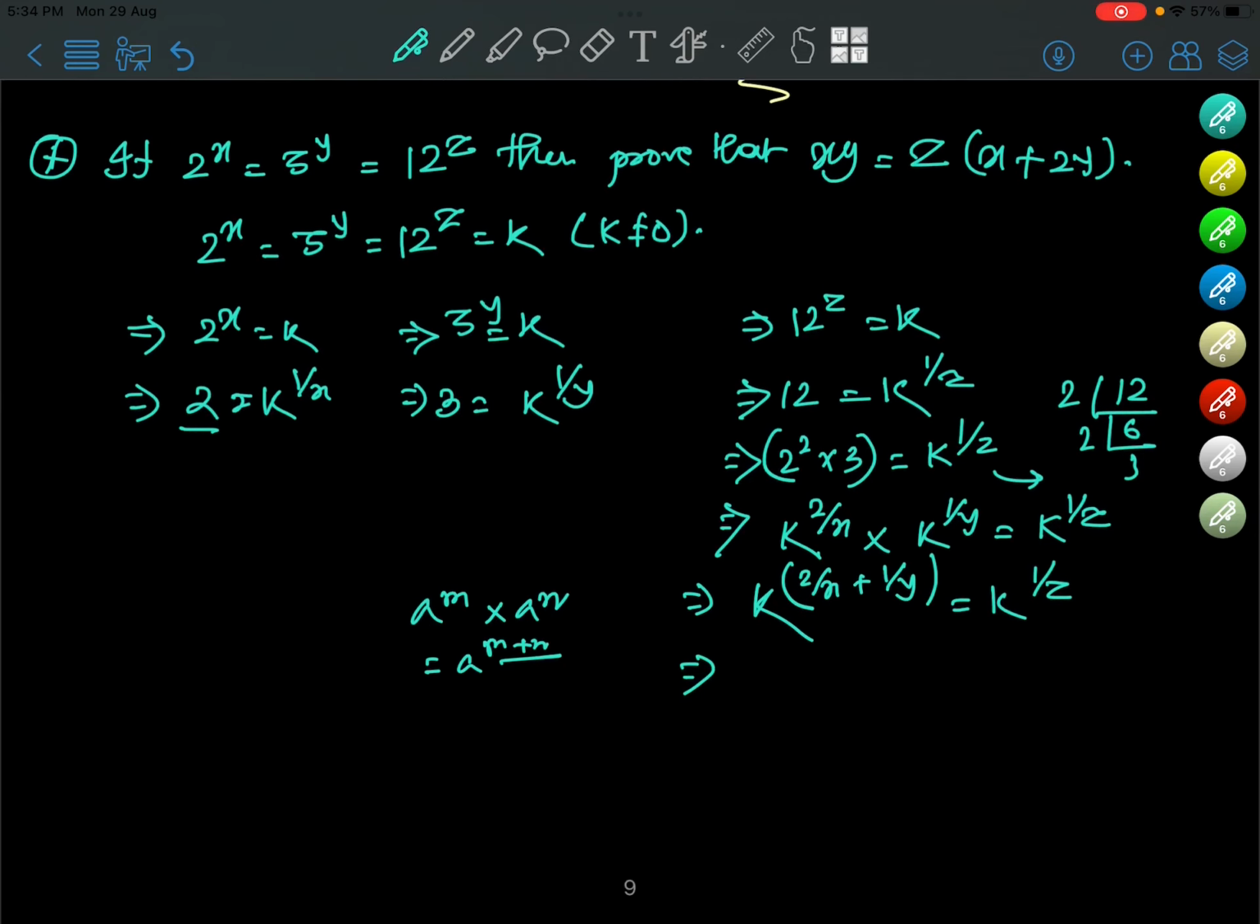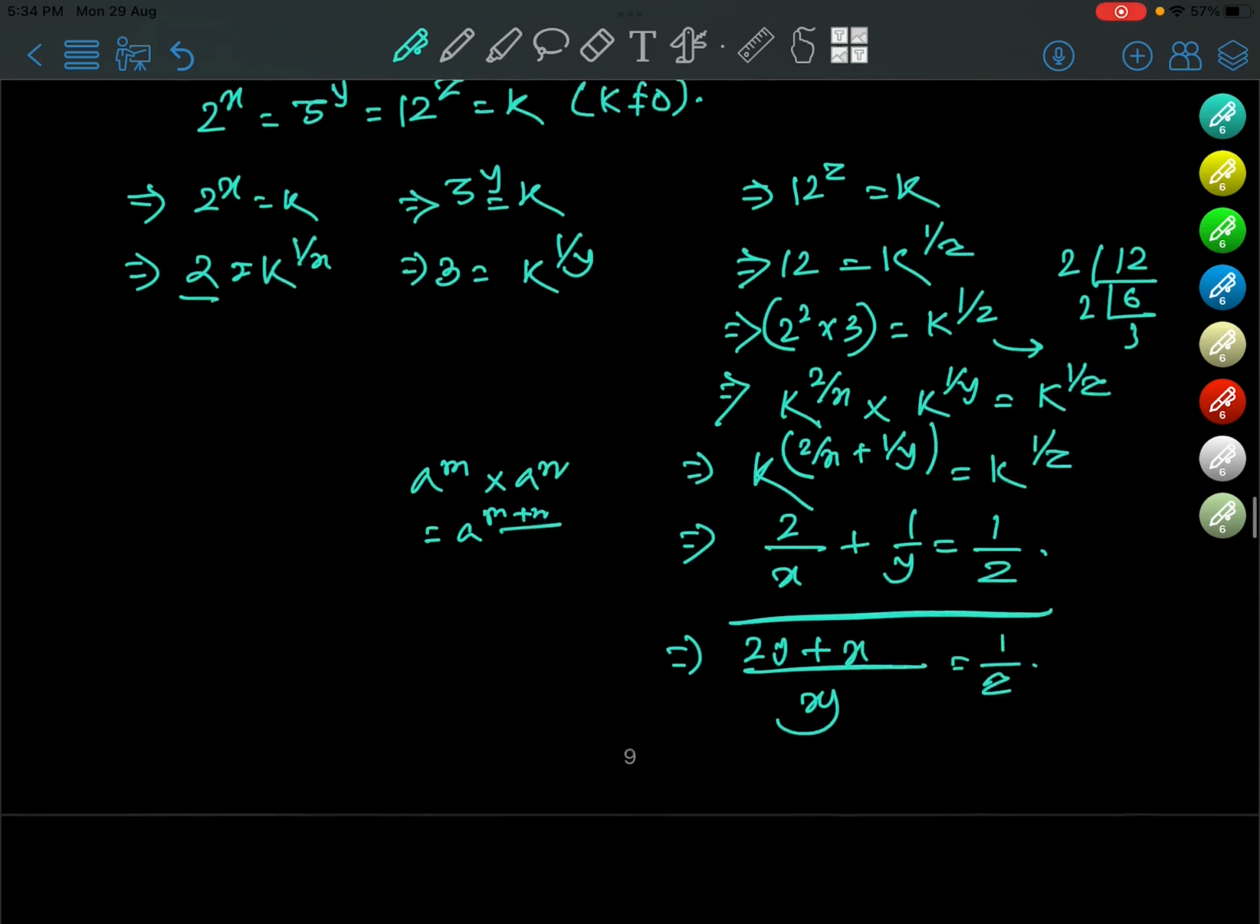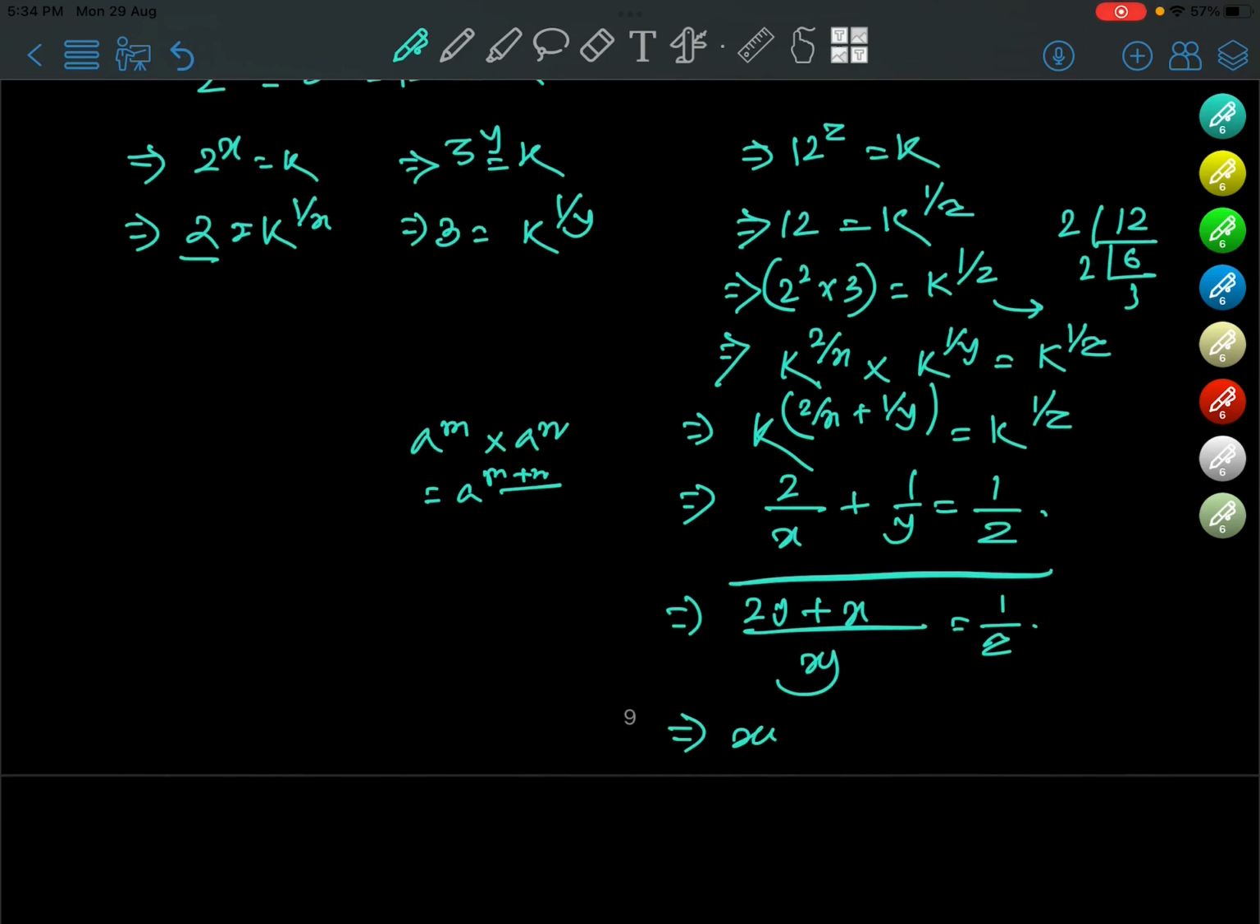Now as the base is equal, whatever the index we have, the left hand side index will be equal to the right hand side index. So 1 by z. Now we will sum this function. Now we will get (2y plus x) by xy equals 1 by z. That means xy equals z into (2y plus x). This is the proof. So this is quite an easy one.